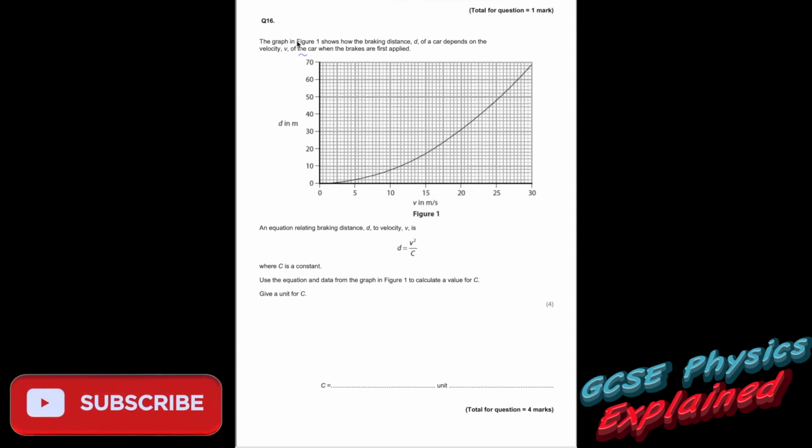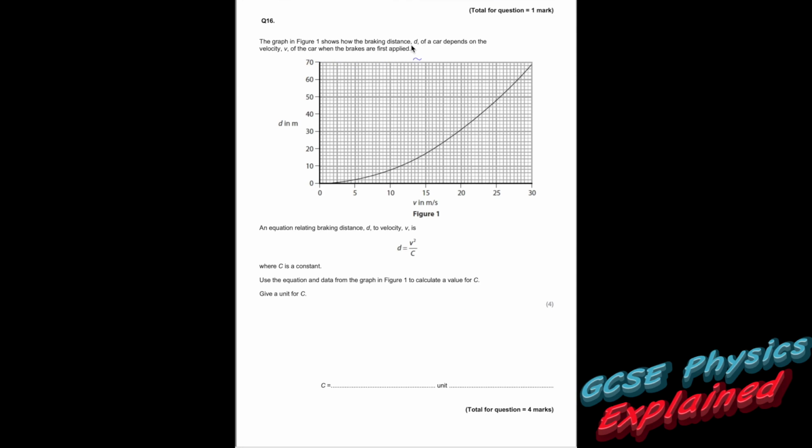Question 16, the last question. The graph of figure 1 shows how the braking distance d of a car depends on the velocity v of the car when the brakes are first applied. An equation relating braking distance d to velocity v is this thing, d equals v squared over c. It's not important where it comes from, right? You get these type of questions quite often, just accept it. Where c is a constant, use the equation and data from the graph in figure 1 to calculate a value for c and give a unit for c.